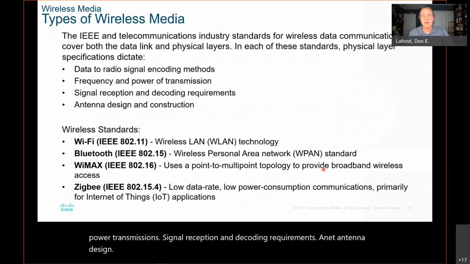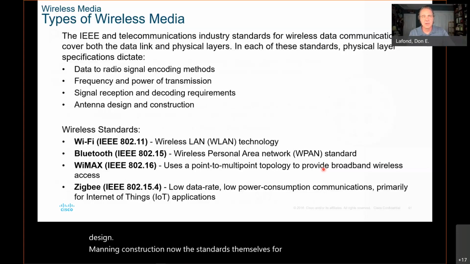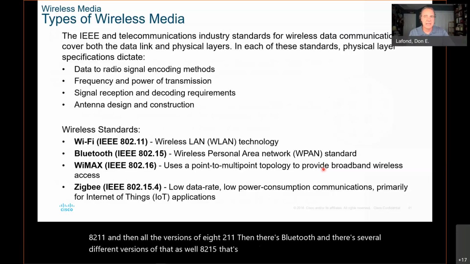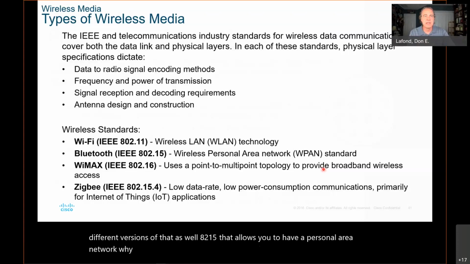Now, the standards themselves for Wi-Fi, I already mentioned 802.11 and then all the versions of 802.11. Then there's Bluetooth, and there's several different versions of that as well. 802.15, that allows you to have a personal area network. WiMAX, not here where I live, but it uses multi-point topology to provide broadband, basically point-to-point. And Zigbee. Zigbee is low data rate, low power consumption communications, primarily for Internet of Things IoT applications.